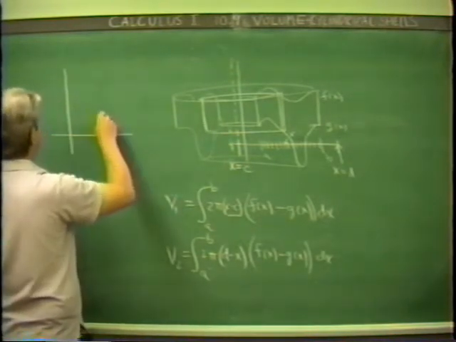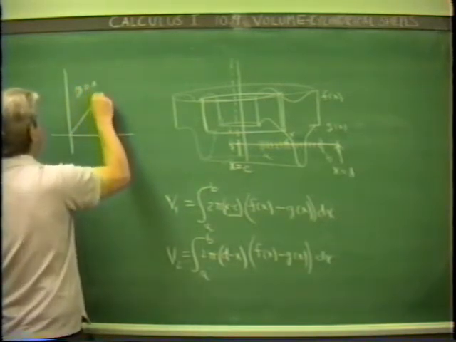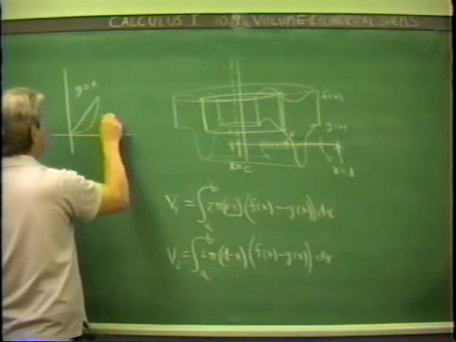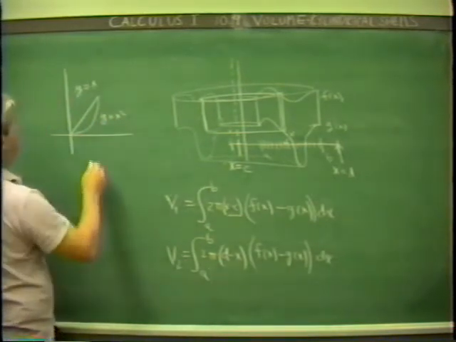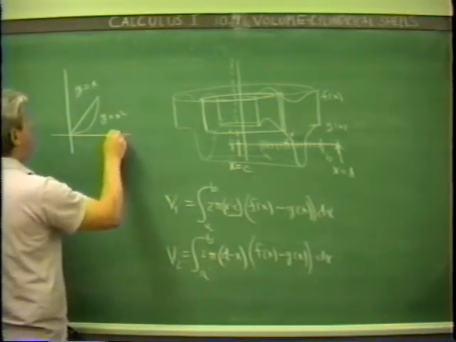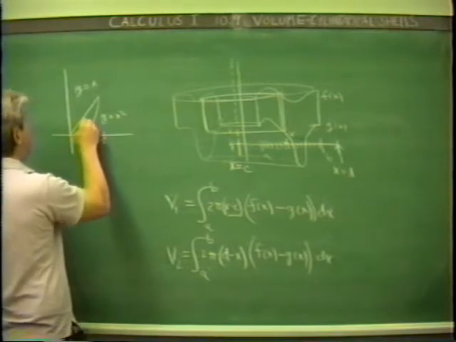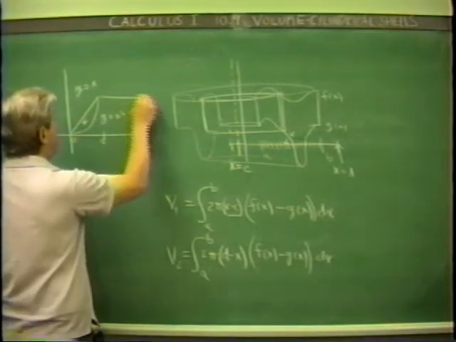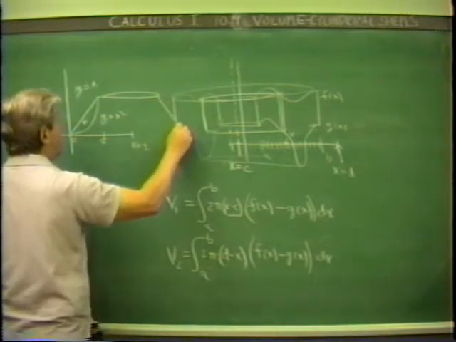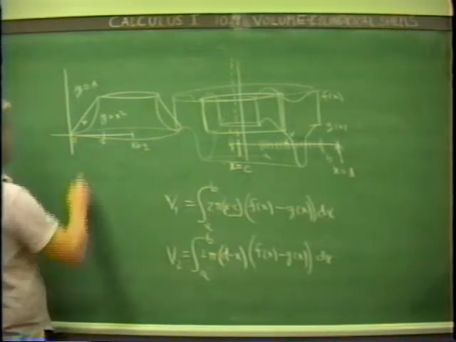As a specific example, let's look at, again, y equals x and y equals x squared. And let's use the shell method on this, and let's revolve this around between 0 and 1, where the region is going to be. Let's revolve it around the line x equals 2, resulting in something that looks perhaps like this.